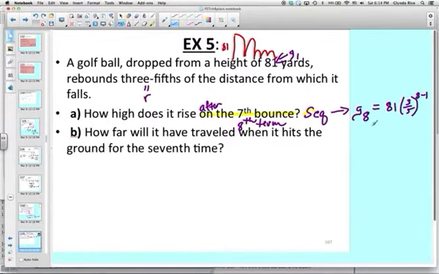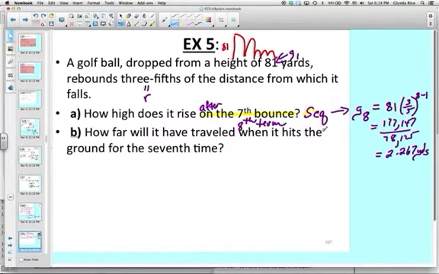And I have a very nice fraction of 177,147 over 78,125. That decimal approximation is about 2.267 yards. So it drops from 81 yards, that's pretty high. It rebounds, and after the 7th bounce, it's the 8th term, which is 2.267 yards.